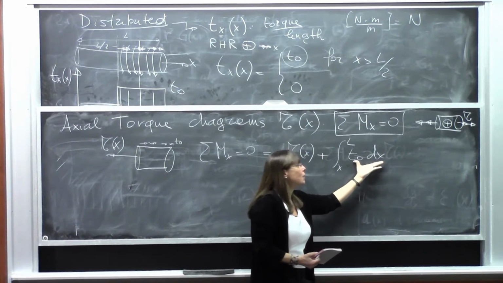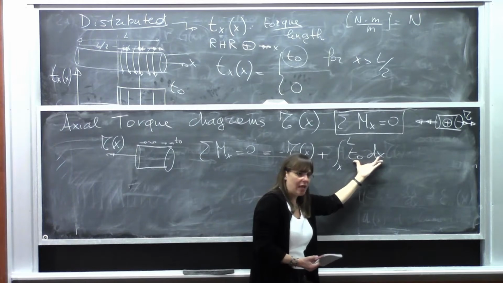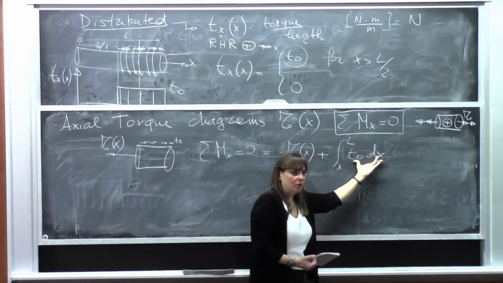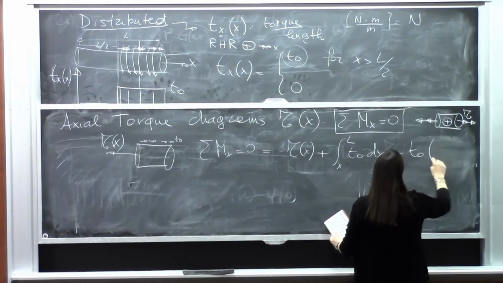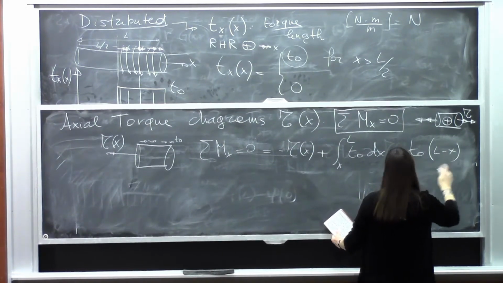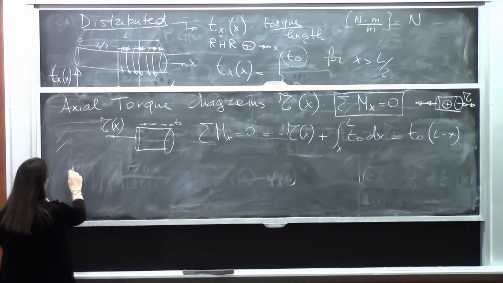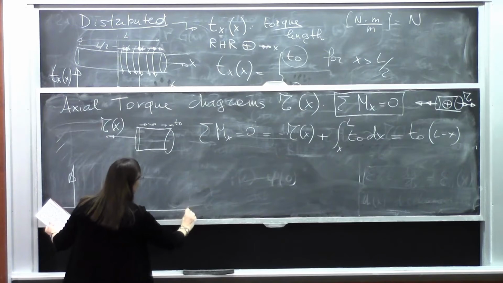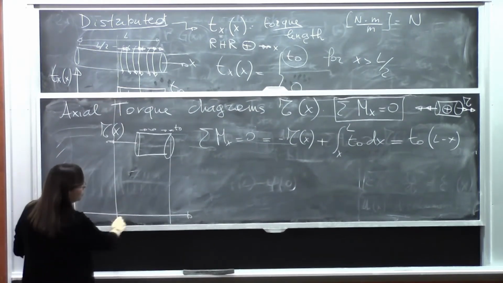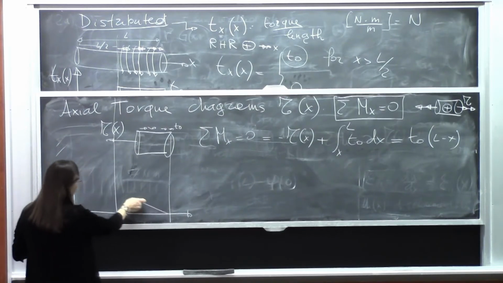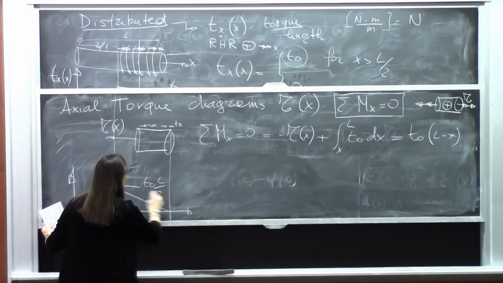When I want to sum it in the moment, I need to integrate over the length, the same way as I integrate fx over the length. So this one means that on this region T is equal to t0 times (L minus x). This is the torque on this side all the way. If I cut any place from 0 to L over 2, my torque is going to look like that. It's going to reach t0 L over 2 over here.